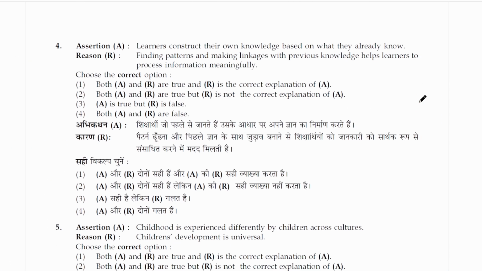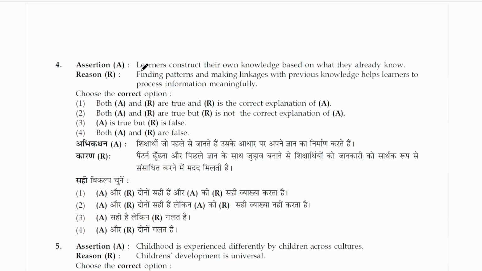So the first is question number 4. The assertion says learners construct their own knowledge based on what they already know. So already know is previous knowledge, and they construct their own knowledge. Piaget says so. So the assertion is true. So option 4 is cancelled.